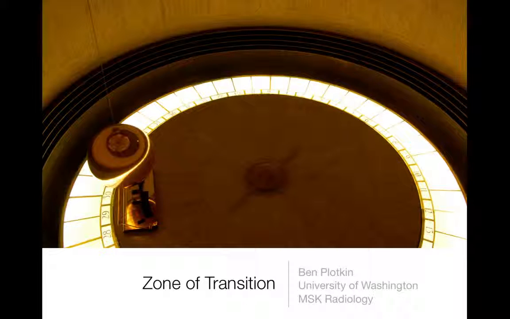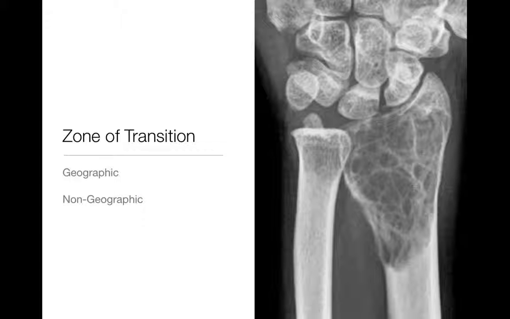In this lecture, we're going to look at a zone of transition and describing a zone of transition for bone tumors and what that means and how that can help us to differentiate what kind of tumors are what, whether they're benign or aggressive, and perhaps, again, help us trying to figure out what kind of tumor it is.